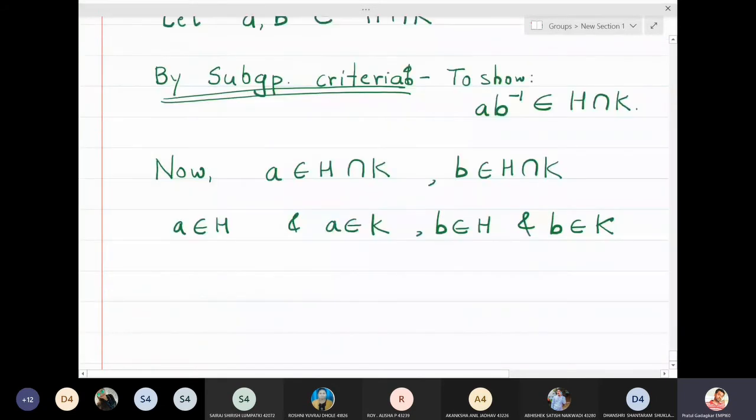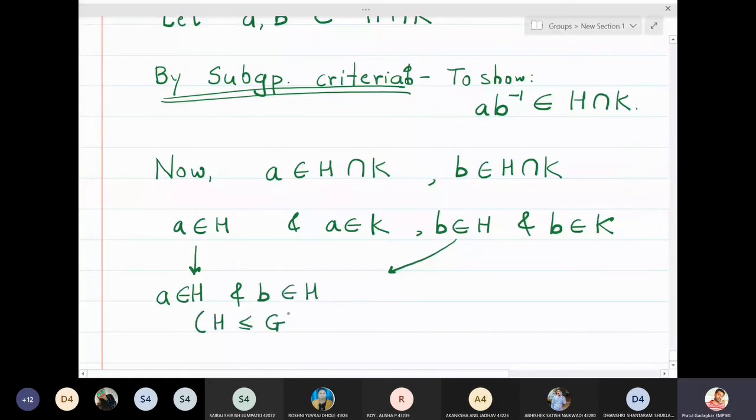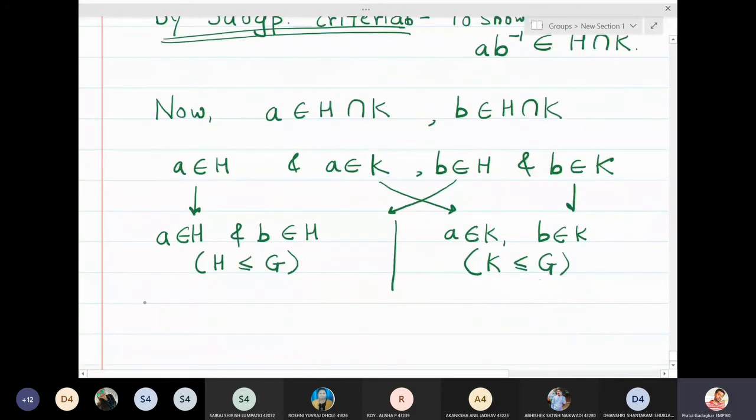Now I know that A belongs to H and B belongs to H, but I know that H is a subgroup of G. Similarly, I know that A belongs to K and B also belongs to K, but I know that K is also a subgroup of G. Therefore, what will I get? By subgroup criteria, what can I say by subgroup criteria?